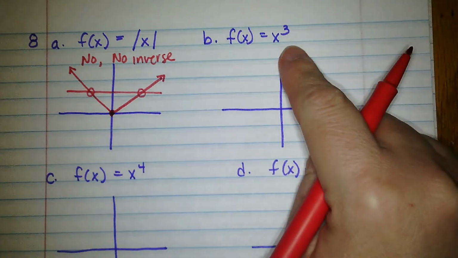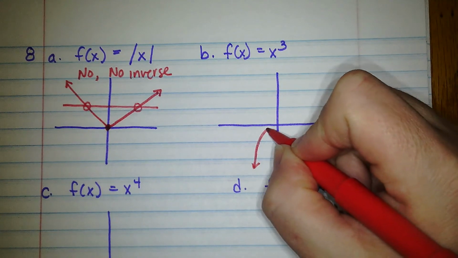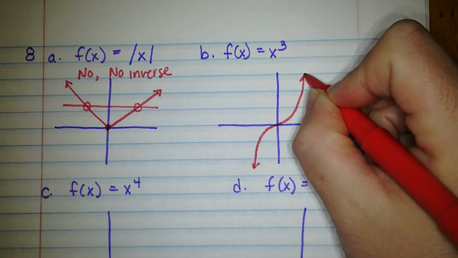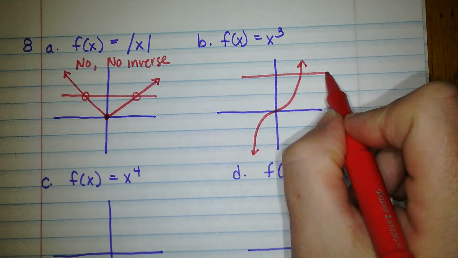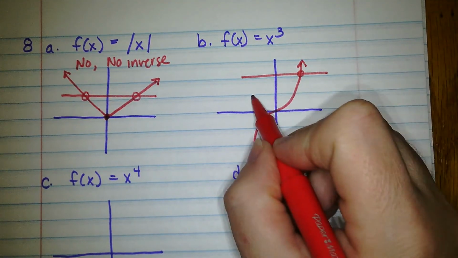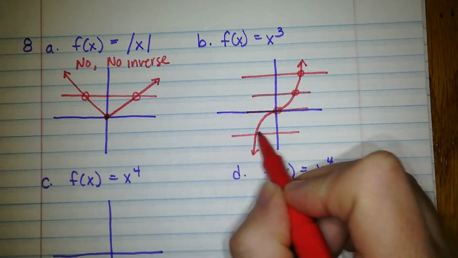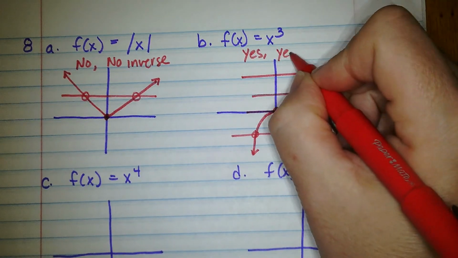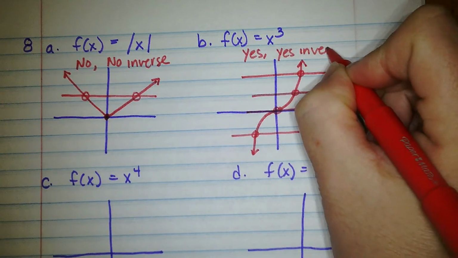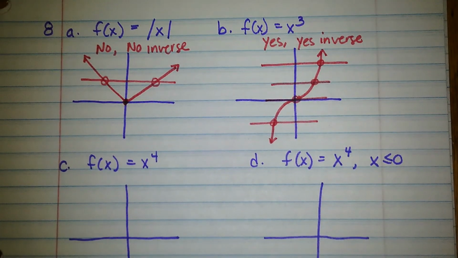For this one, x cubed, I think we just did this, starts down, wiggles through 0, and comes up this way. This one, if we look, passes the horizontal line test. So yes, this passes. So yes, it has an inverse. And we found that inverse to be the cubed root of x.